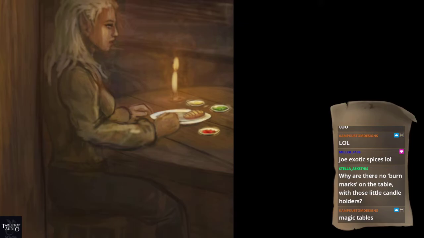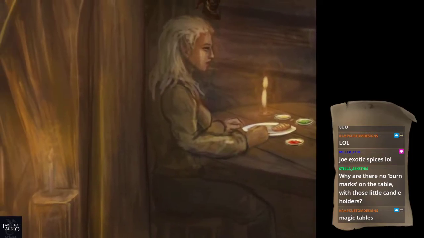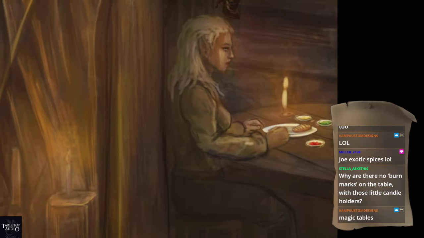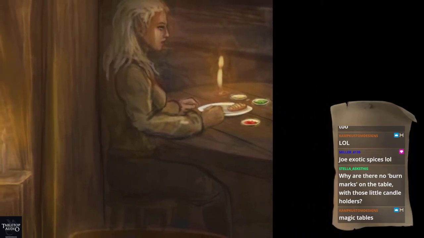Why are there no burn marks on the table with those little candle holders? Asks Stella. So there we go. Camp Custom told you they're magic tables. And why are they magic tables? Well, for a reason. People made them to be magic tables. They could have been freshly cleaned. There's 100 things that could possibly describe it. It could be a brand new table that hasn't been scuffed or burnt yet.